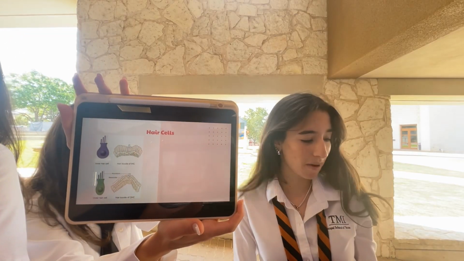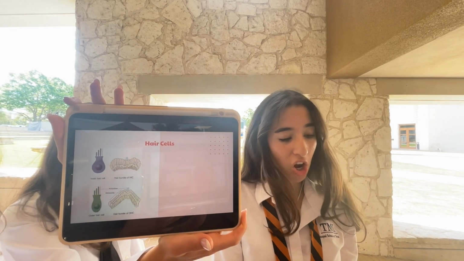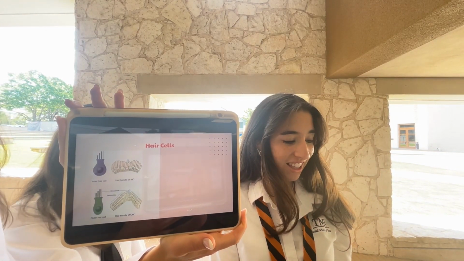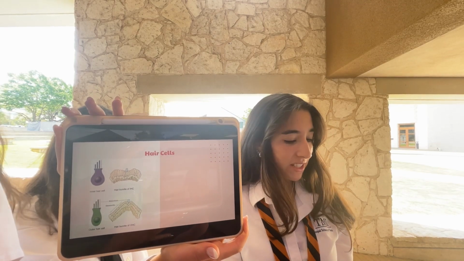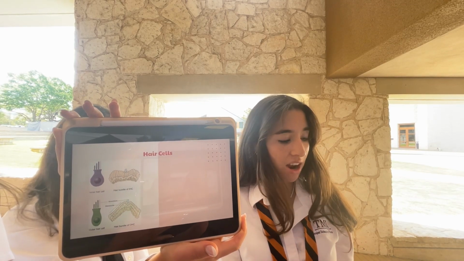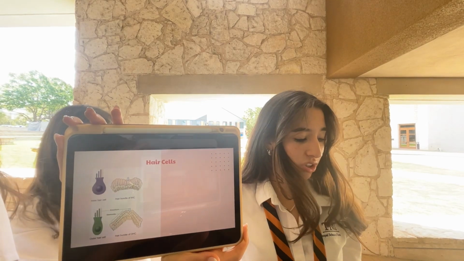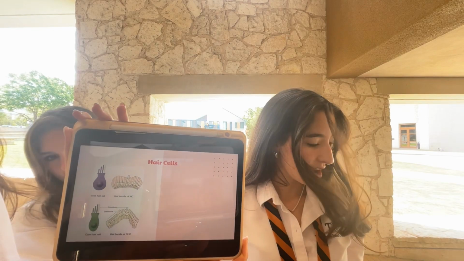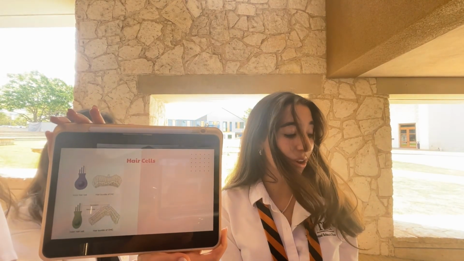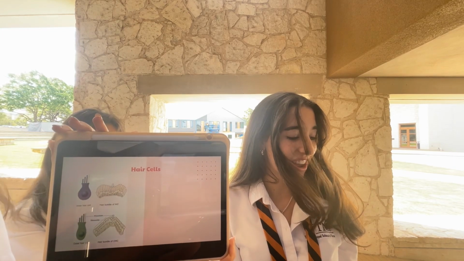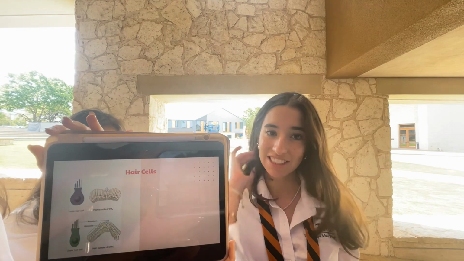So now we're going to be talking about the hair cell stimulation. Movement from the basilar membrane causes the hair cells' stereocilia to bend against the overlying tectorial membrane. The bending opens ion channels, leading to an influx of ions generating electrical signals. And then signal transmission to the brain. The electrical signals are conveyed via the cochlear nerve to the auditory cortex of the brain, where they are interpreted as distinct sounds.